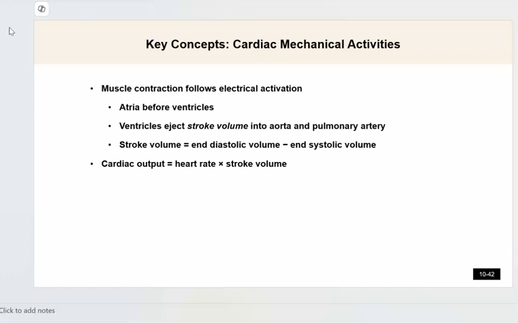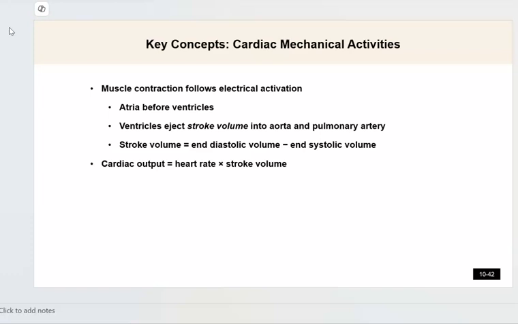The cardiac mechanical activities are listed here. We're going to start talking about more of the parameters of cardiac function in this section. So we've already established that the muscle contraction is due to an electrical activation, the atria before the ventricles. The ventricles eject the stroke volume, both into the aorta and the pulmonary system.